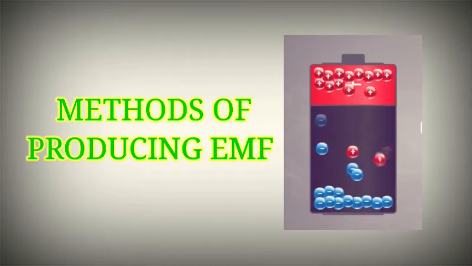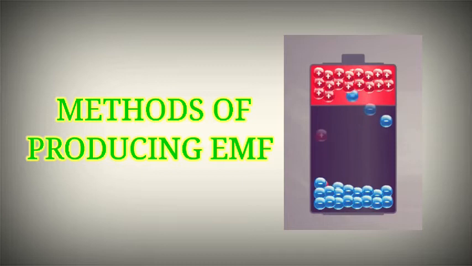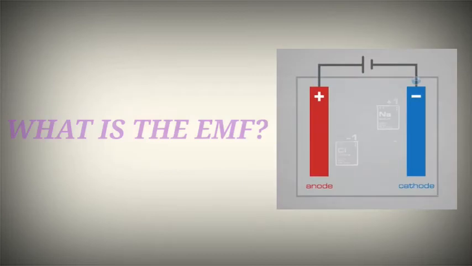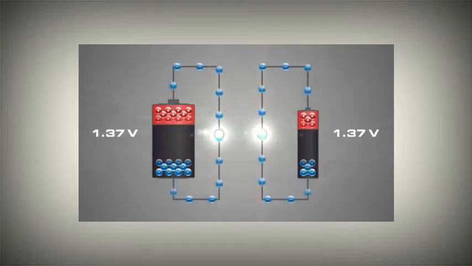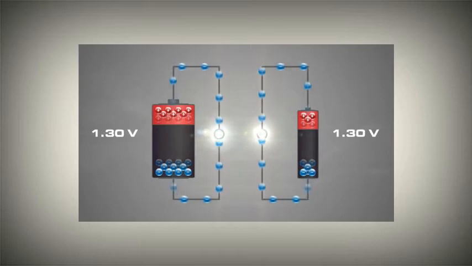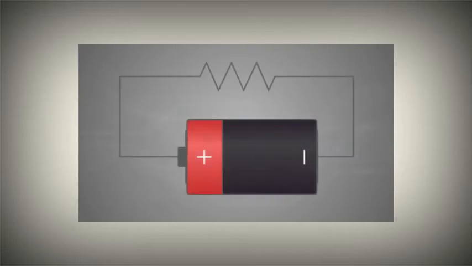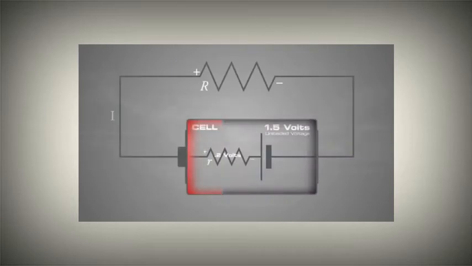Before discussing, we must know what EMF is. EMF is electromotive force. What is the nature of force? What is the work of force? As the name indicates, EMF is electromotive force, but it is not a force. It is the work or energy supplied to the charge carriers to move around the circuit. It is the work to move a unit positive charge from one terminal to another terminal.